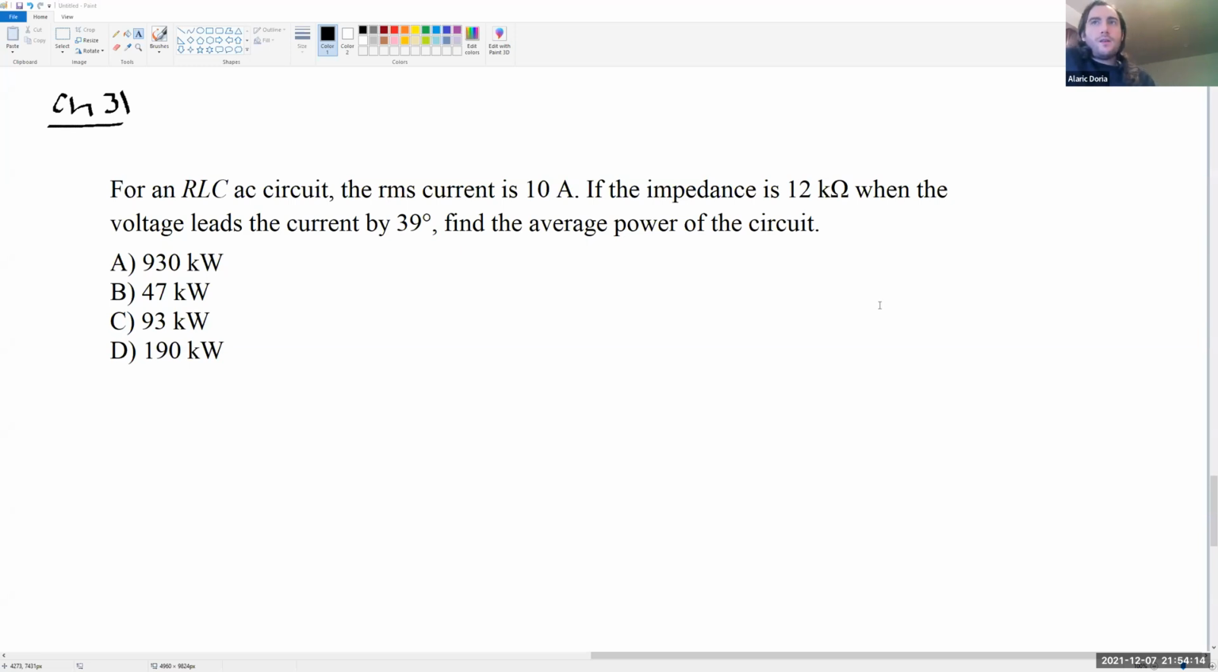Okay, we're back with our final question for the review session. So I tried to choose one that would require a little bit more thinking here. Looks simple though.